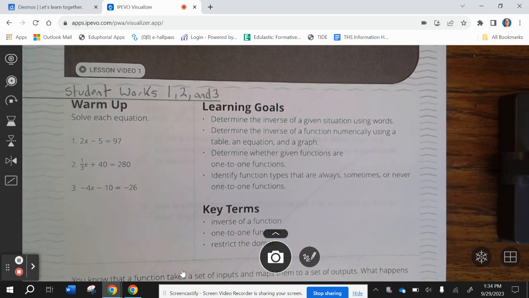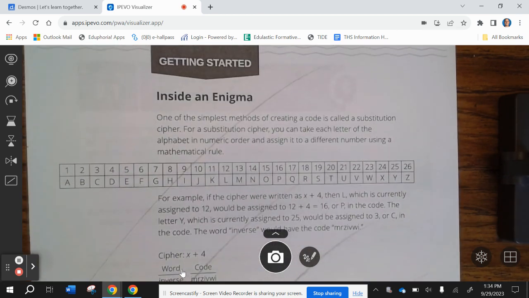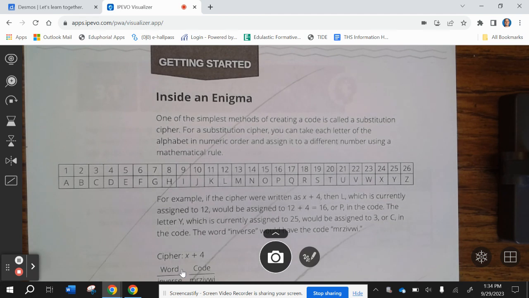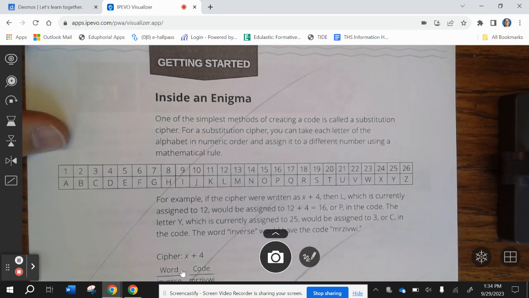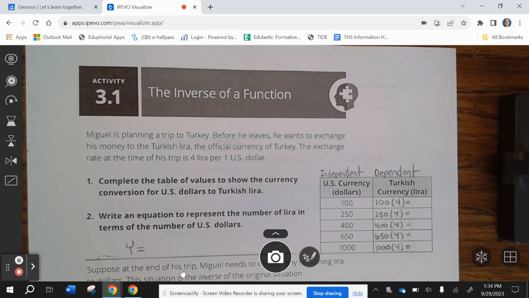All right, let's take a look at the next page. You can scratch out this page. Let's take a look at the next page. Activity 3.1, the inverse of a function.